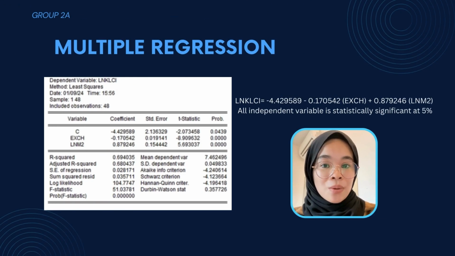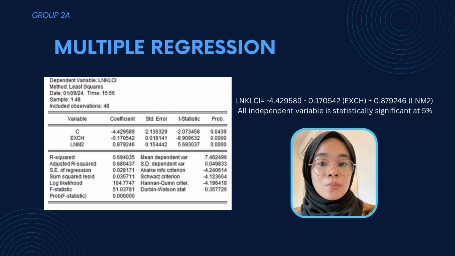Let's take a look at our multiple regression output generated from EViews. We have used the ordinary least squares method to estimate our log Kuala Lumpur Composite Index. The model includes two independent variables, one natural log variable, which is LNM2, and the exchange rate variable.